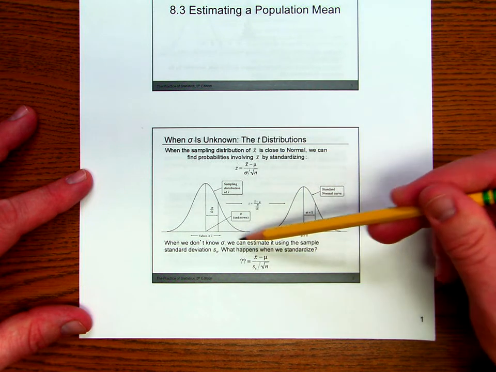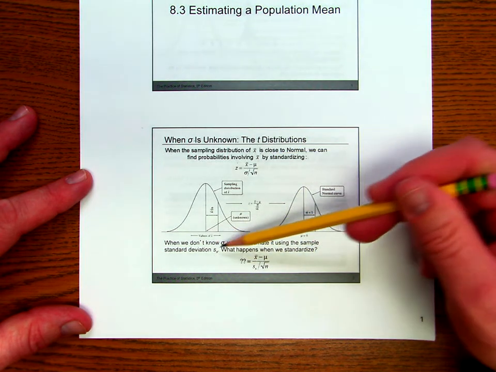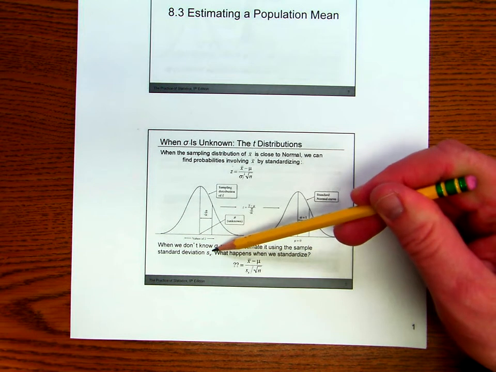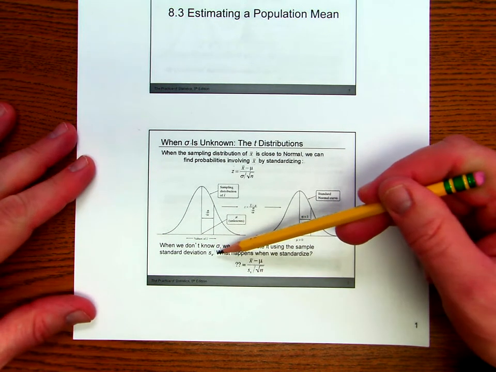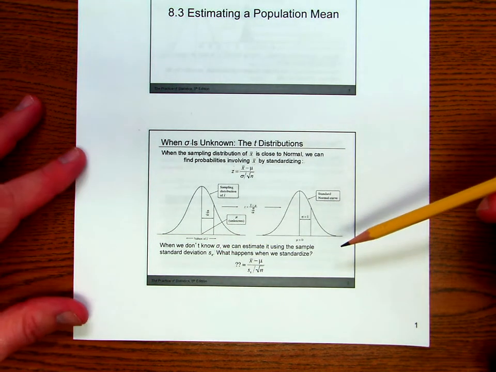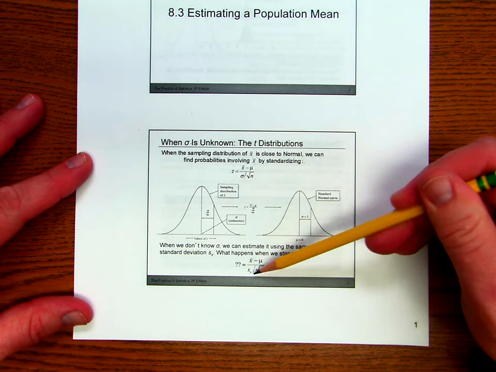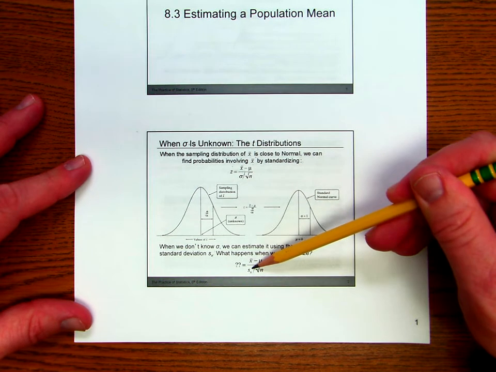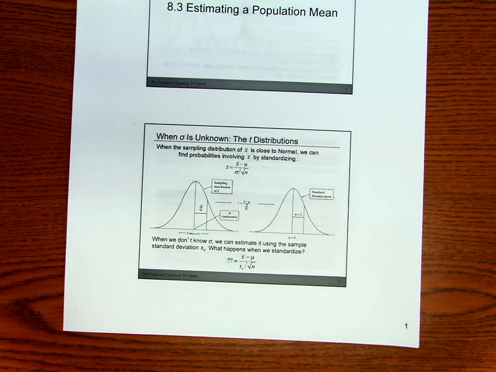When we don't know sigma, we can estimate it using the sample standard deviation, S of x. So what effect does this have on the whole situation when that sigma gets replaced with that S of x? That's the deal for today. That's the deal for this entire section, basically.